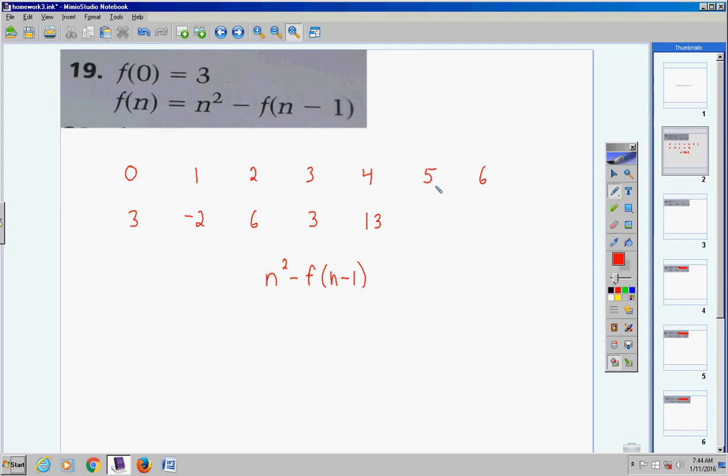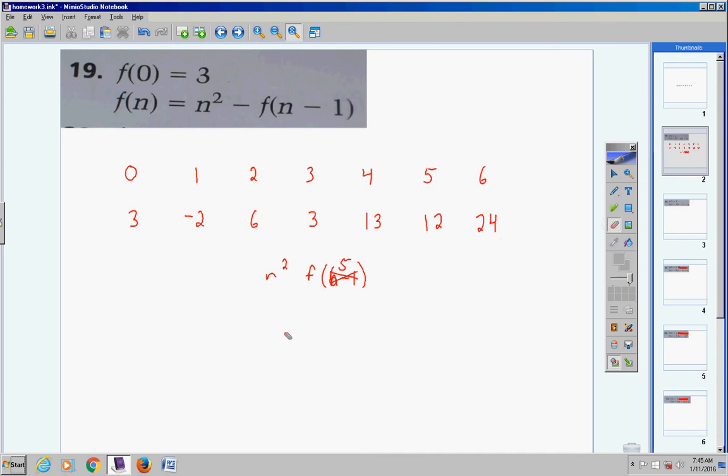Alright, let's substitute 5 in. 5 squared is 25. Bring down your minus sign. Put a 5 in for n right here. 5 minus 1 is 4. So minus f of 4. f of 4 is 13. 25 minus 13 is 12. And last but not least, let's substitute 6 in. 6 squared is 36. Bring down your negative sign. Put a 6 right here. 6 minus 1 is 5. So f of 5, f of 5 is 12. 36 minus 12 is 24.